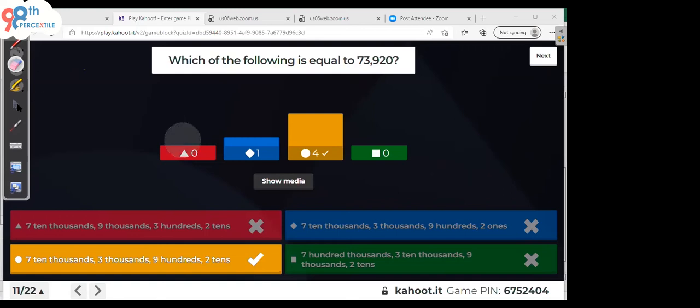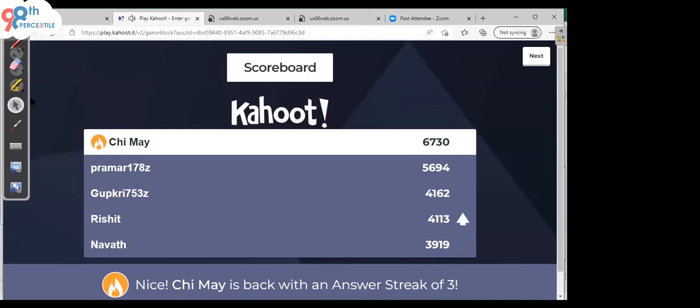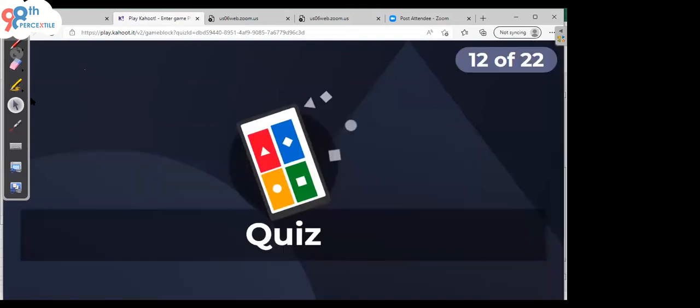Okay, let's check who is the winner. Okay, Chimay is again on top. Rishit has come up. Very good, Chimay. Let's check the next question.